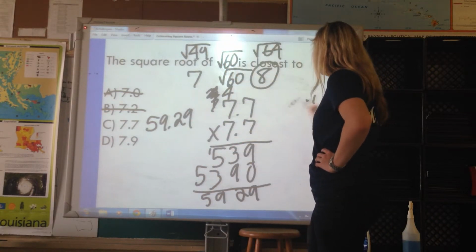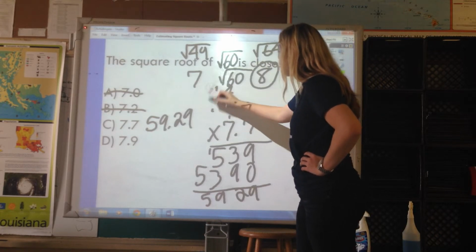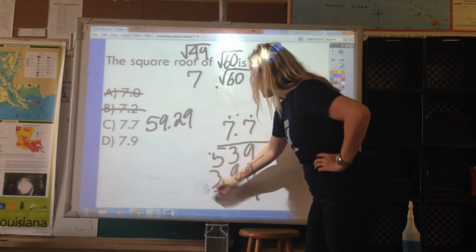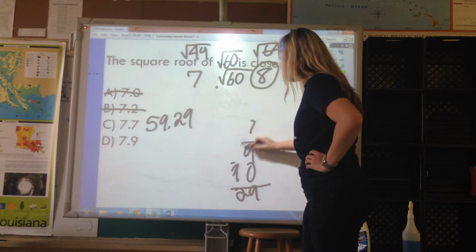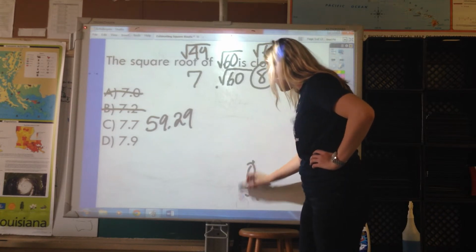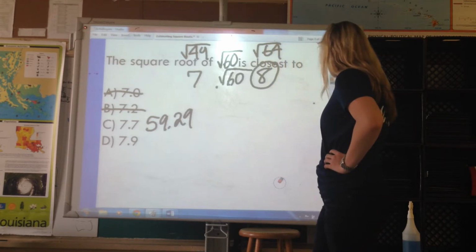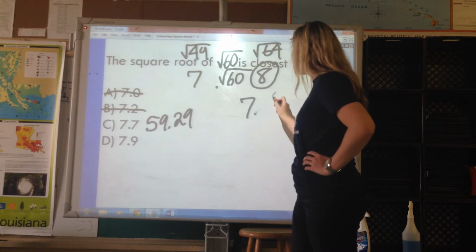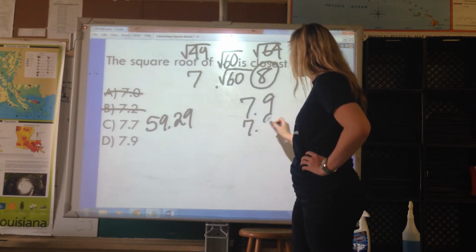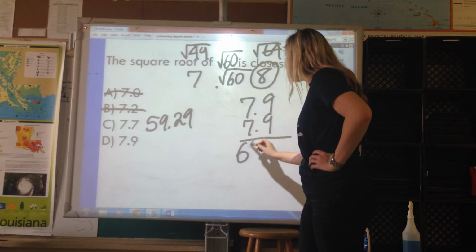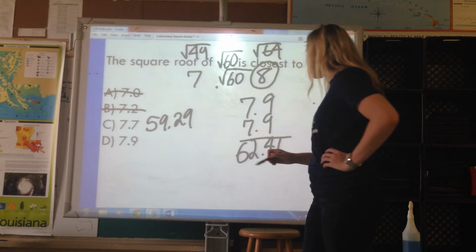Let's go ahead and see about 7.9. All right, I'm actually not going to take the time to multiply this out. You can do that on your own. The number you should get is 62.41.